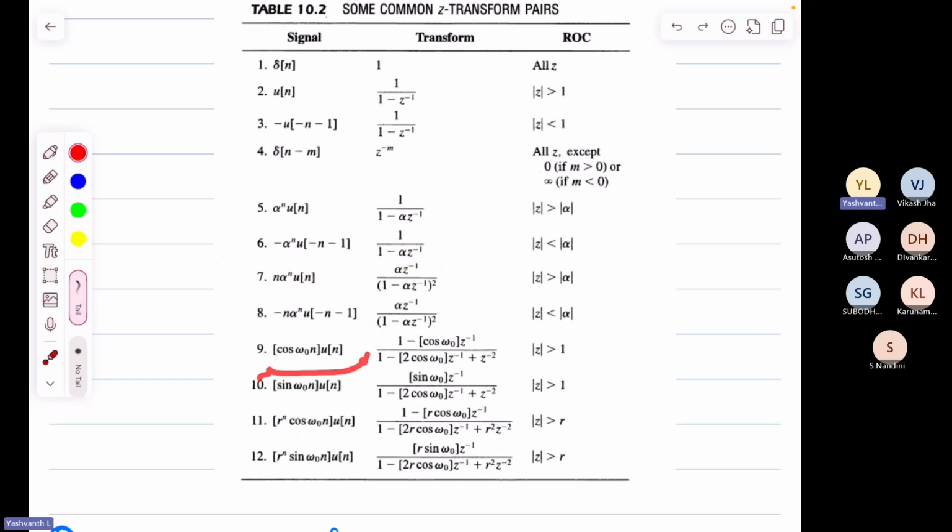Similarly, you can show that cos omega naught n times u of n will have this as a z transform with this ROC. Sin omega naught n into u of n will have this as a transform. R power n into cos omega naught n into u of n will have this as a transform. R power n sin omega naught n into u of n will have this as a z transform with ROC mod z greater than R.